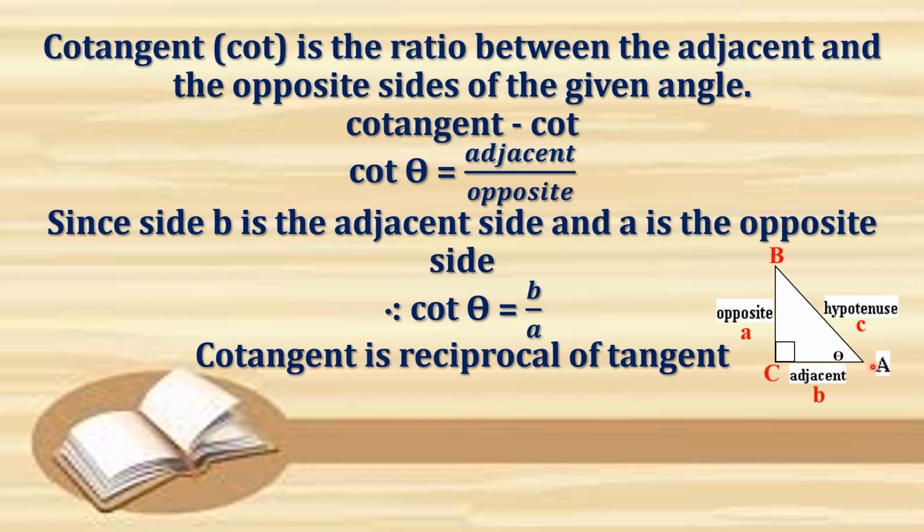So to understand cotangent, in our example, we have triangle ABC. Angle A is our angle theta. So we're going to focus on the adjacent and the opposite sides of the given triangle. If the angle theta is angle A, the adjacent side of angle A is side AC or side B, while the opposite side of angle A is side BC or side A. So we're going to focus on these two sides.